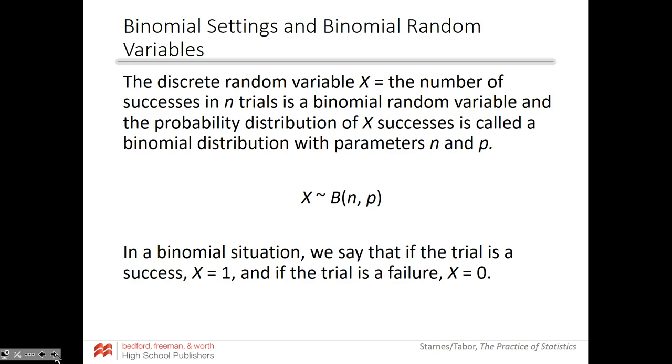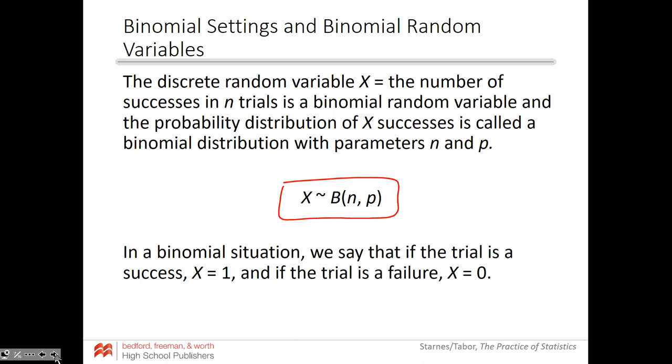So if we have a discrete random variable X, where X is the number of successes in n trials, and that's a binomial random variable, then we can use this notation and say that X follows a binomial distribution with parameters n and p. Remember, n is the fixed number of trials and p is the fixed probability of success.